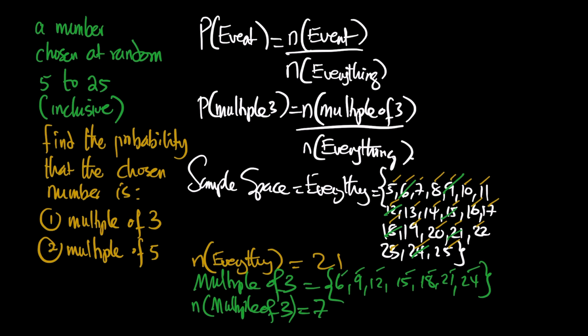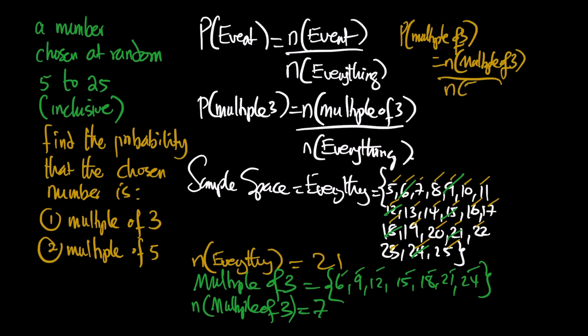So now we can complete our work. The probability of a multiple of 3 is going to be the number of multiples of 3 divided by the number of everything.